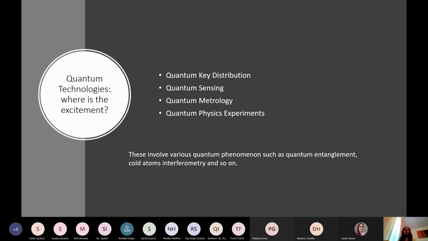These are the top few topics which are all the rage in the quantum community right now. People are looking at QKD, as I mentioned. People are also looking at quantum sensing.